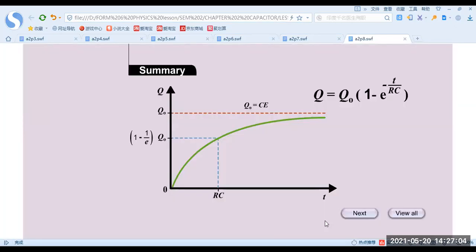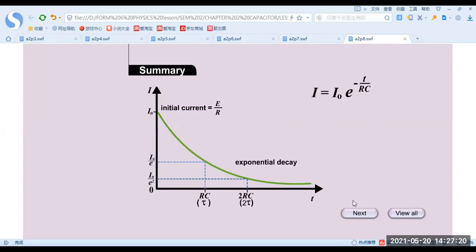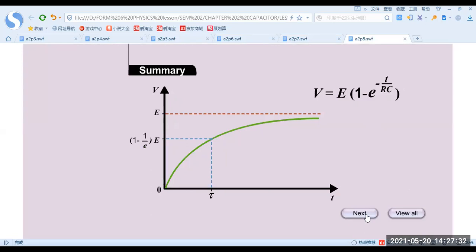we notice that Q is equal to Q naught times bracket 1 minus exponent negative t over RC. Next, for current reduced with time, the equation is I equal to I naught exponent negative t over RC. And last, V against time, V increases with time, where V, the voltage of the capacitor, equals the EMF times bracket 1 minus exponent negative t over RC.